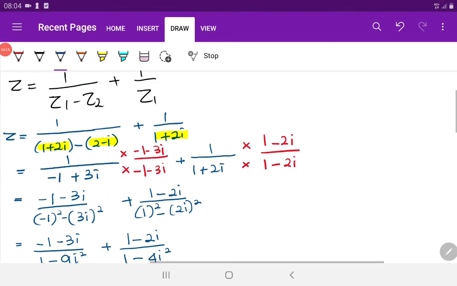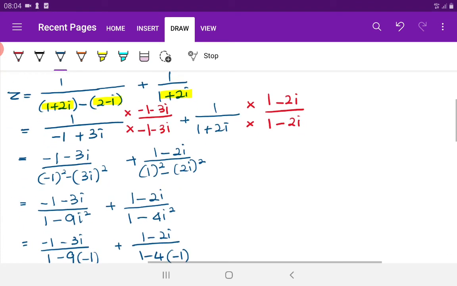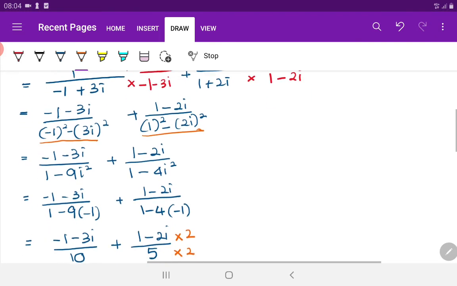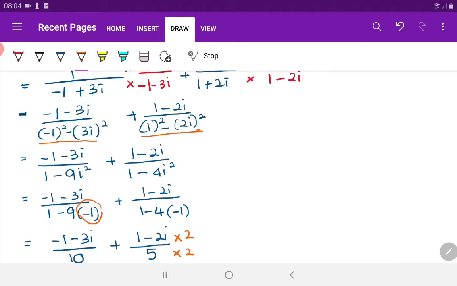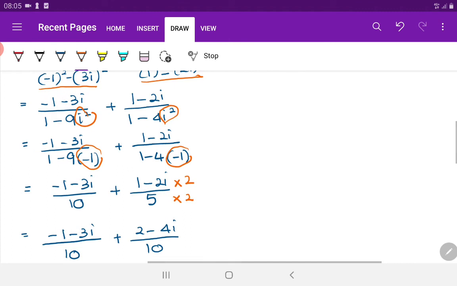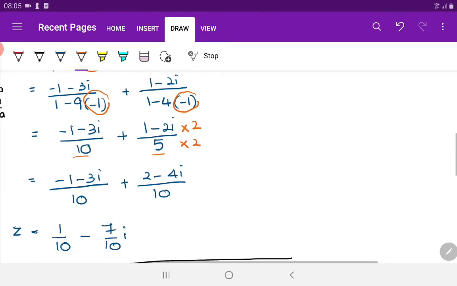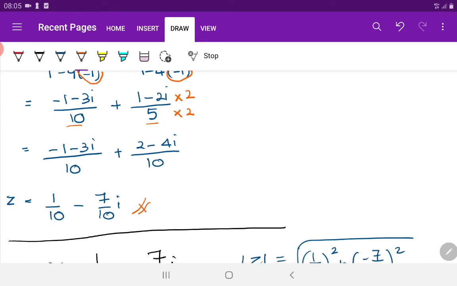Okay, after multiplying with the conjugate, we'll get the following denominator. Substitute negative 1 for i squared. Simplify until we get over 10 and over 5. Equalize the denominator by multiplying with 2 until you get the final answer.